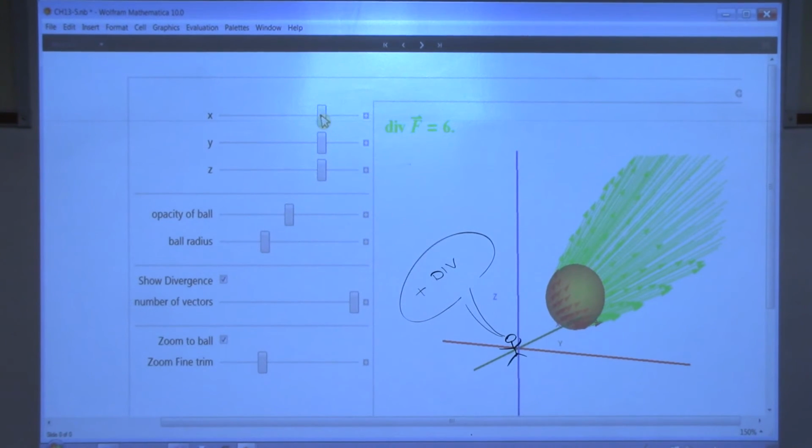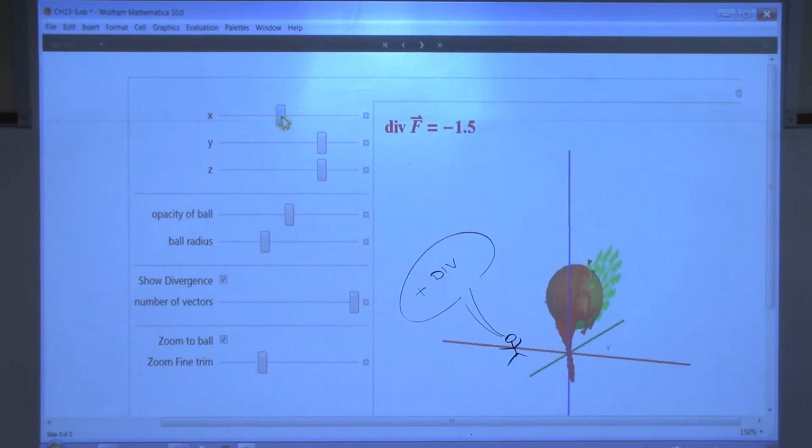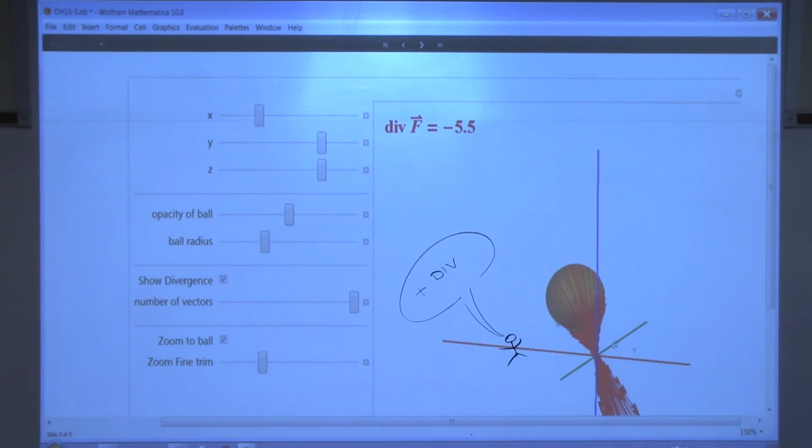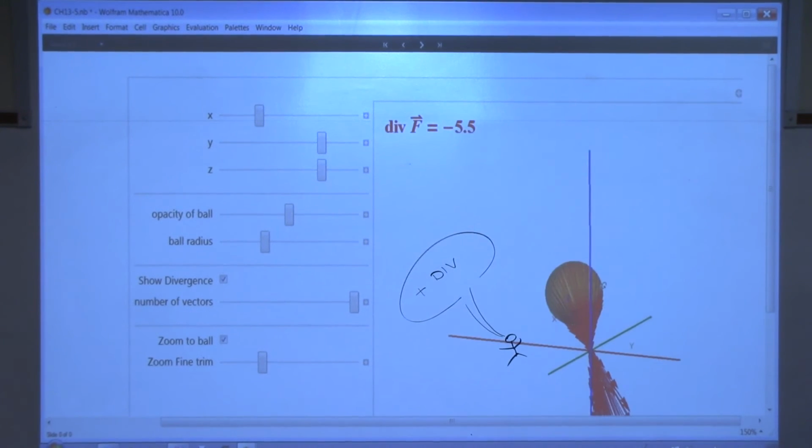Let's move this thing around. Maybe we can get some negative div here. Oh, here we go. Something's happening over here in the field. Now we're getting negative div. We're dodging. I think you get the idea.